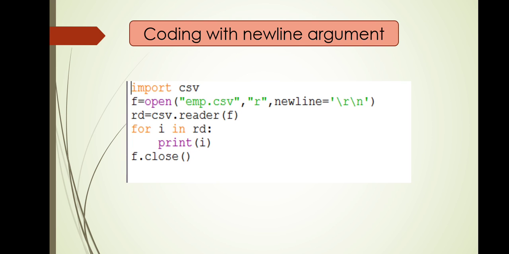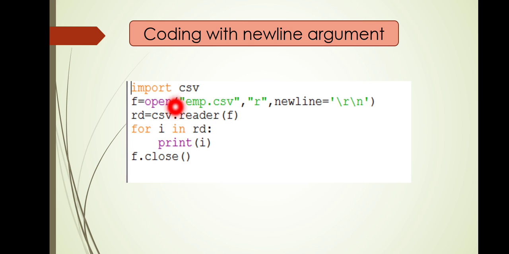See, first of all, CSV module is imported. Then the file is opened in reading mode and we have provided the end of line character which is used. Since we are working in Windows operating system, the end of line character in Windows is \r\n and this is the same end of line character in which this file was created. So after that what we have done? We have created a reader object. rd is equal to csv.reader and here is the file object name.